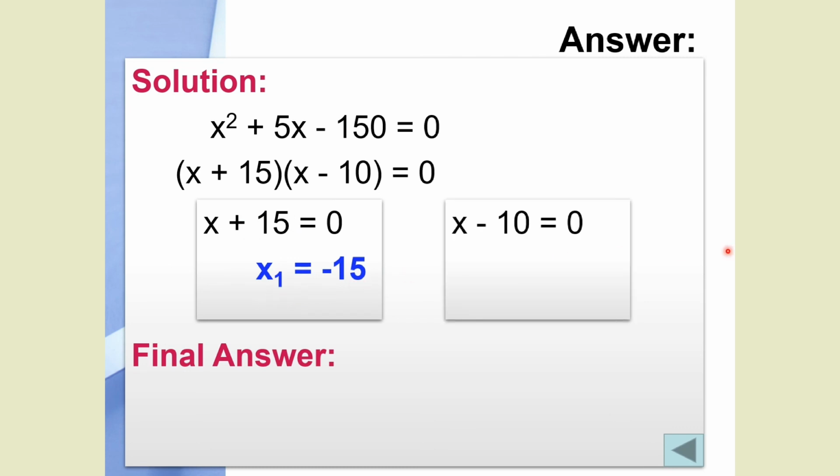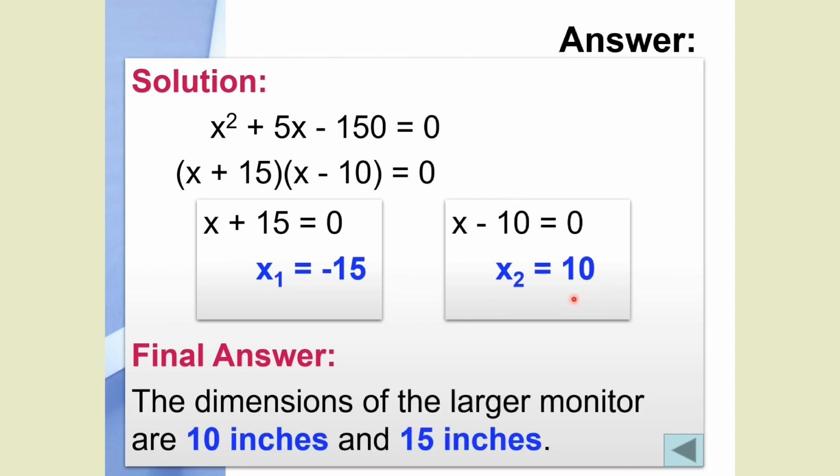Next is x minus 10 equals 0. Again, addition property of equality para makancel itong negative 10 sa left side. So, ang additive inverse ng negative 10 ay positive 10. So, plus 10 on both sides. Kaya, x sub 2 is equal to 10. And for the final answer, the dimensions of the larger monitor are 10 inches and 15 inches. Why? Because we're going to use the positive answer for the value of x, which is 10. At disregard natin yung negative 15. So, that's it for the final answer.